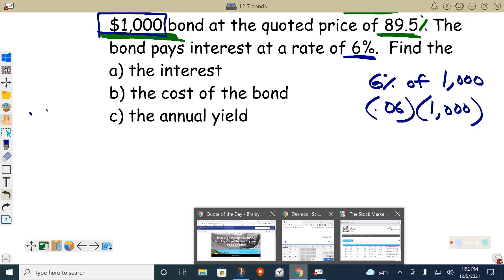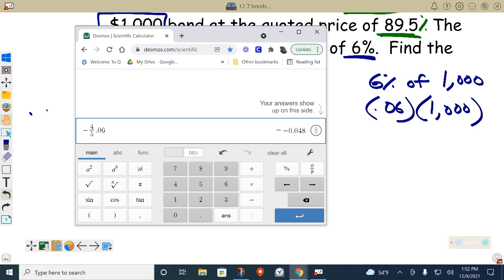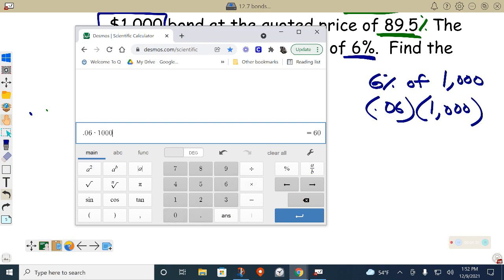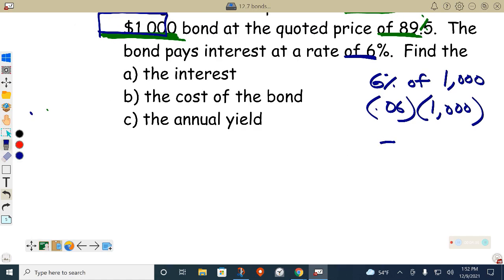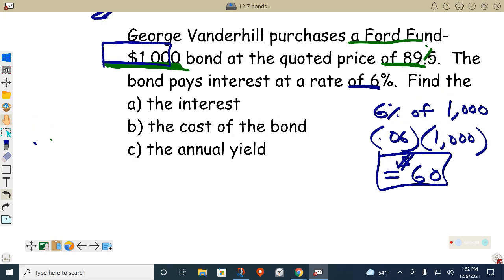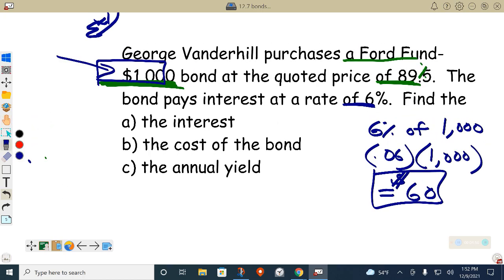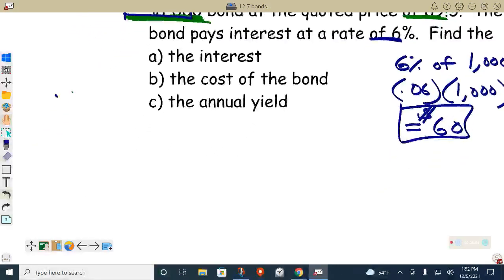right? I don't trust myself. My coffee may have not kicked in. 0.06 times a grand. Yep, $60. There's my interest. Ford will give me $60 every year just for having the bond. It's kind of strange how bonds work. You lend the money, they give you money every year in interest for having the bond, and at the end of the bond's term, they're going to give you the face value. I'm going to get the $1,000 back, plus the interest I've been earning every year. So it can be very helpful. Bonds can be pretty cool.